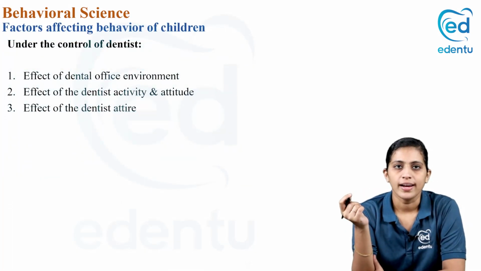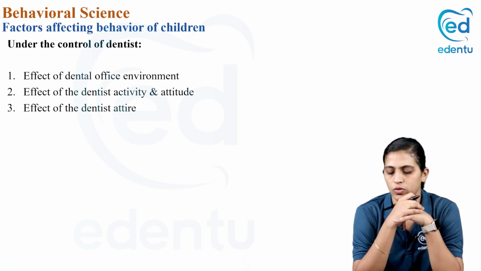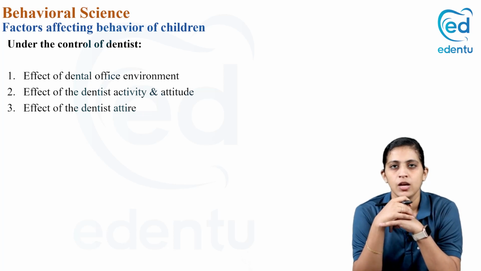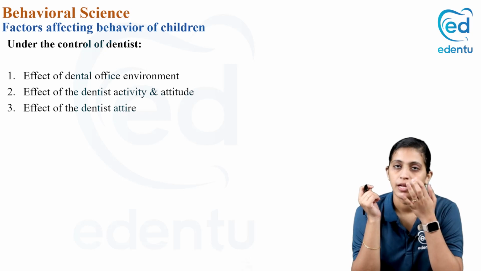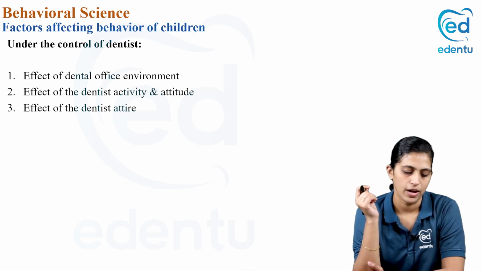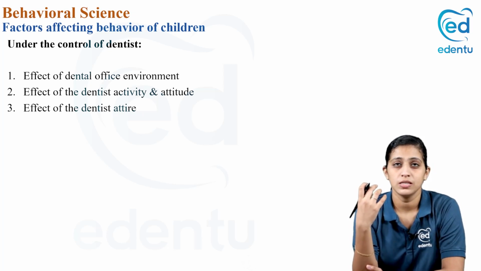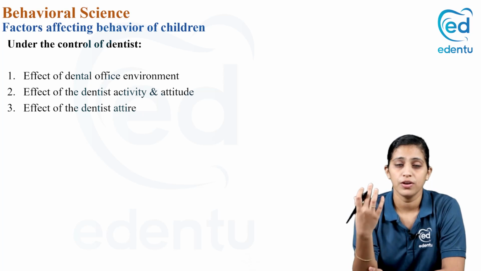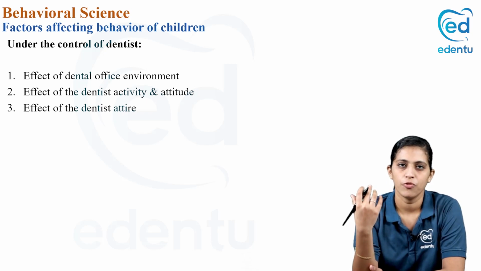Now into the factors affecting the behavior of children in the dental office. Mainly there are situations which are under the control of the dentist, or under the control of parents, and there are other variables too. To begin with, under the control of the dentist comes the effect of the dental office environment. We should make sure that the dental office doesn't instill fear in the child, or that they don't become more and more apprehensive towards the treatment. Instead, we can try to make it more warm and homely.